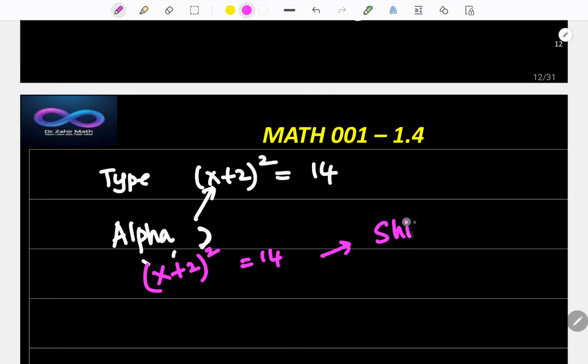Then use the button Shift, Calc and then equal. If you press like this, you will get one answer only. You will not get two answers. Keep that in your mind.